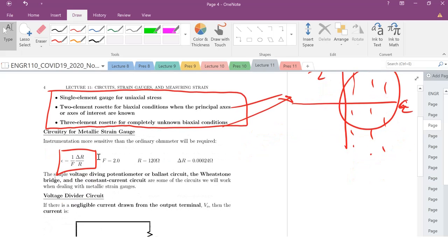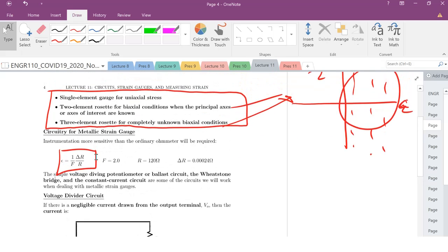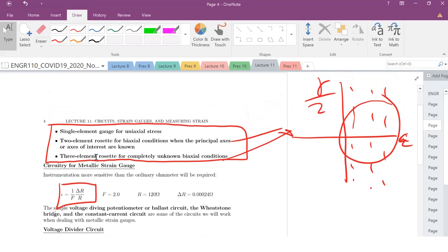So circuitry. We need to figure out, again, to measure change in resistance, we can't really just use an ordinary ohm meter. We're going to need much higher precision, because we're measuring strain in microstrain.